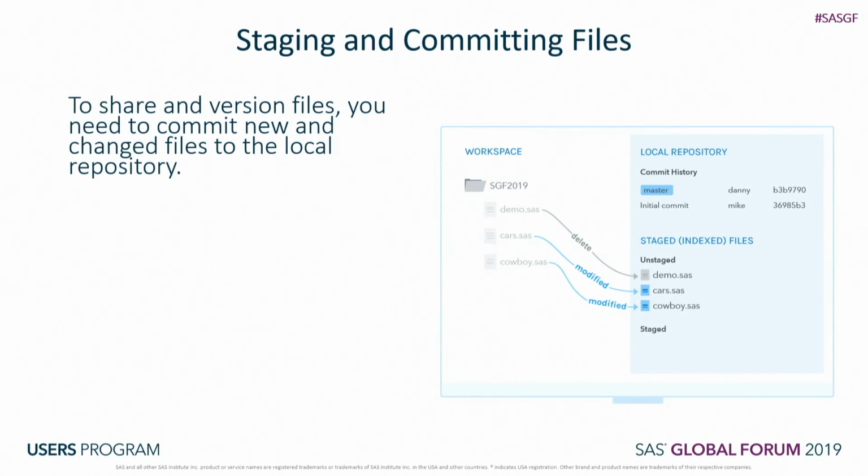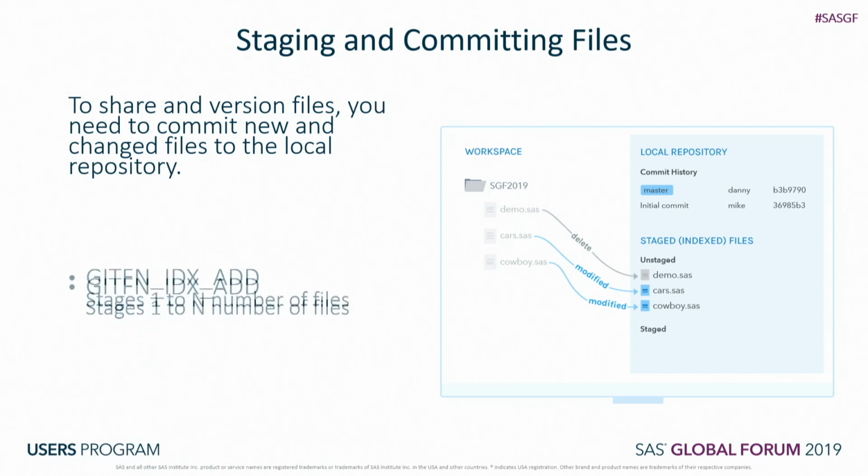The next set of functions I want to talk about are functions for staging and committing files. In order to share and version your files, you have to go through a process of first modifying or adding files to your local repository, and then you have to stage them or add them to the index, and then commit them to the local repository.